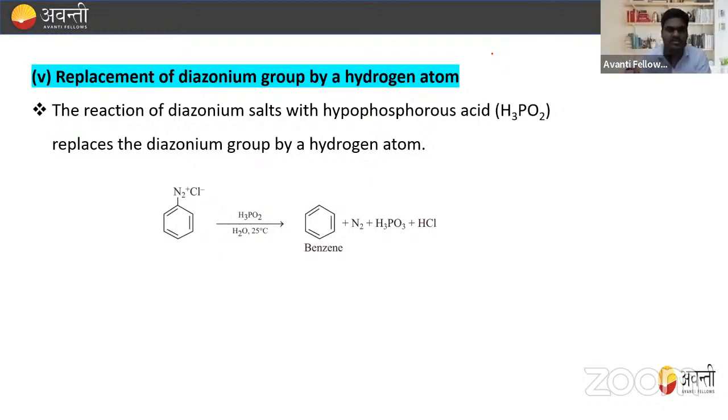So how does this take place? The reaction of the diazonium salt with hypophosphorous acid, that is H3PO2, replaces the diazonium group by a hydrogen atom. When N2Cl is treated with H3PO2 in the presence of H2O at 25 degrees Celsius, it converts into benzene, releasing N2, H3PO3 and HCl.